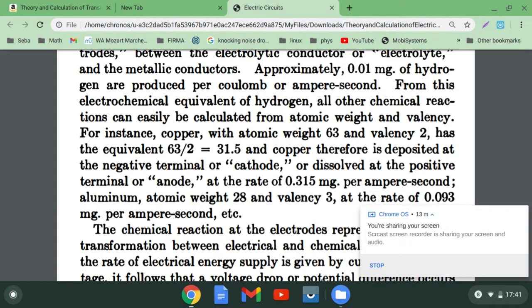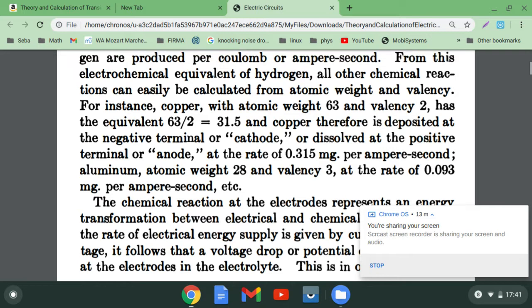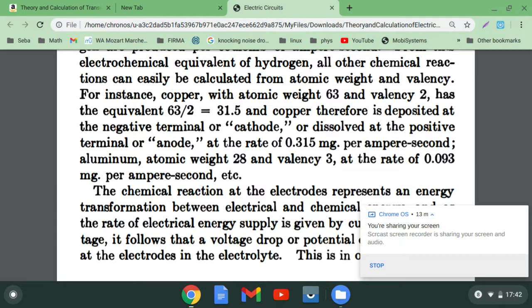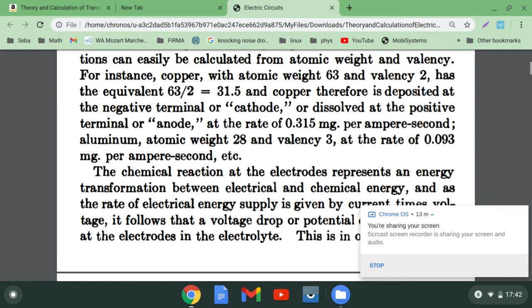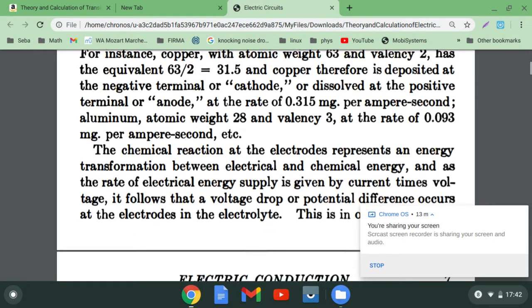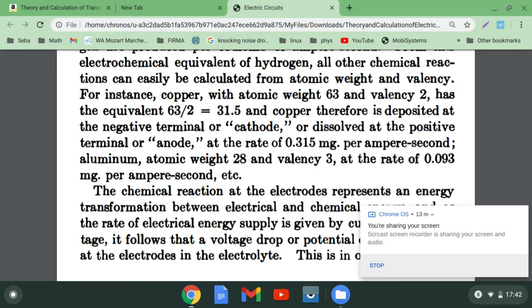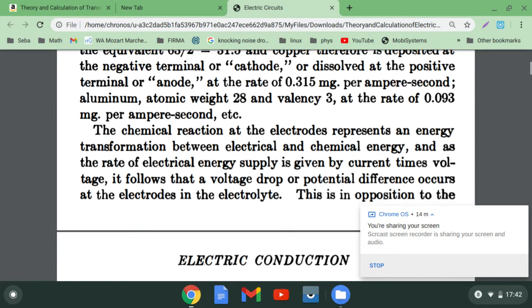From this electrochemical equivalent of hydrogen, all other chemical reactions can easily be calculated from atomic weight and valency. For instance, copper with atomic weight 63 and valency 2 has the equivalent 63 divided by 2 equals 31.5, and copper therefore is deposited at the negative terminal or cathode, or dissolved at the positive terminal or anode, at the rate of 0.315 milligram per ampere second. Aluminium, atomic weight 28 and valency 3, at the rate of 0.093 milligram per ampere second, etc.